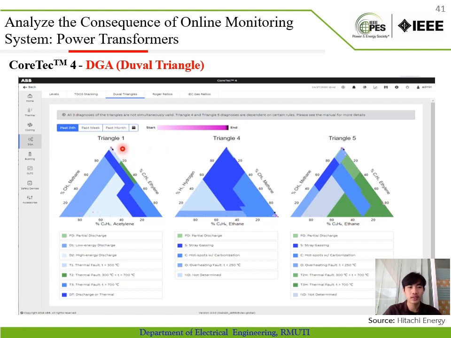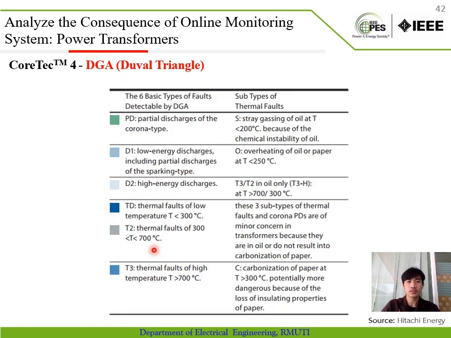Triangle 1 is for analysis of low energy fault. Triangle 4 and triangle 5 are for analysis of high energy fault. From triangle 1, we can see that it is represented by T1 thermal fault less than 300 degrees Celsius. Triangle 4, it is represented by C hotspot, and triangle 5 at this point is represented by O overheat for less than 250 degrees Celsius.